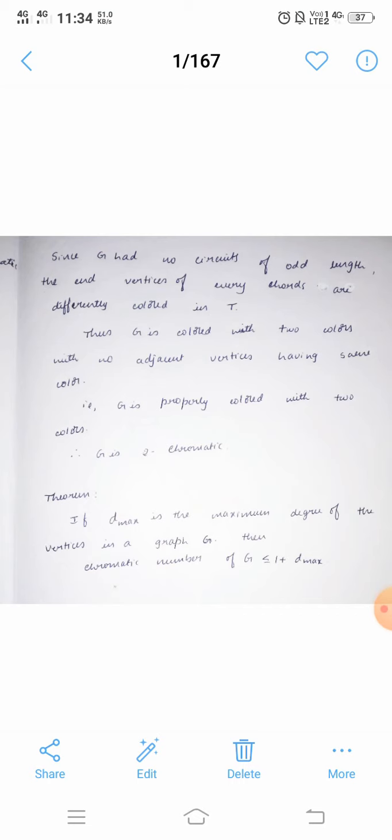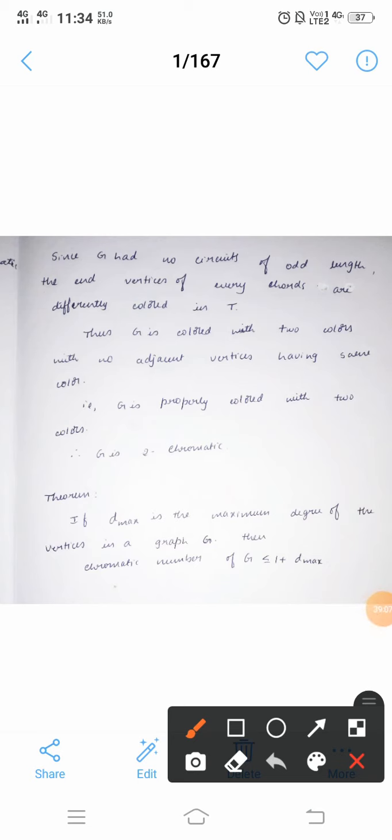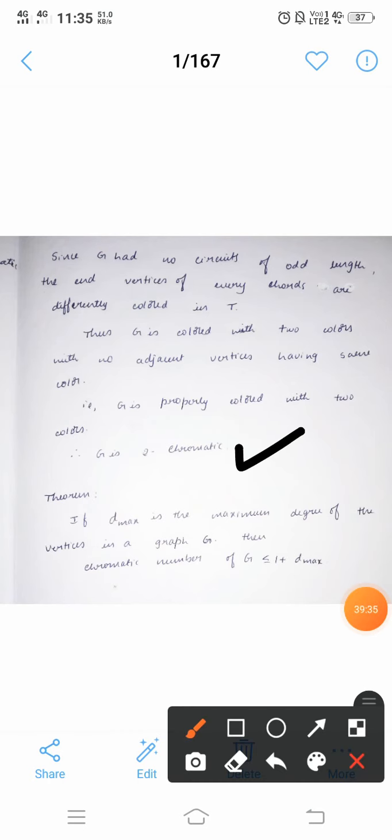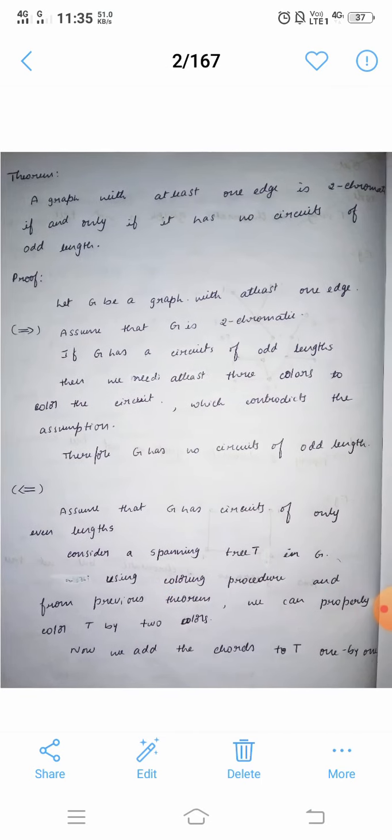Thus G is colored with two colors. Only the colors we used for the spanning tree are enough to color the full graph, all the vertices of the graph, and they are also properly colored. Thus G is colored with two colors with no adjacent vertices having the same color, that is, G is properly colored with two colors. So G is two chromatic. Here we have proved the theorem.